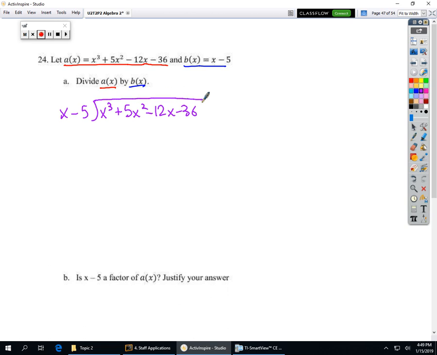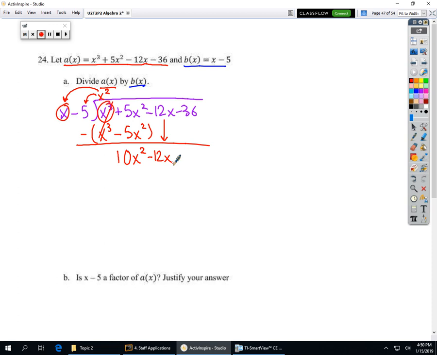All right, so if I'm dividing this, what do I do first? Focus on the first terms, x and x cubed. What do I multiply to make x into x cubed? That is an x squared. x squared distributes. x squared times x is x cubed. x squared times negative 5 is negative 5x squared. You are subtracting. These cancel. Minus minus is a plus, so 10x squared. Bring down the minus 12x.